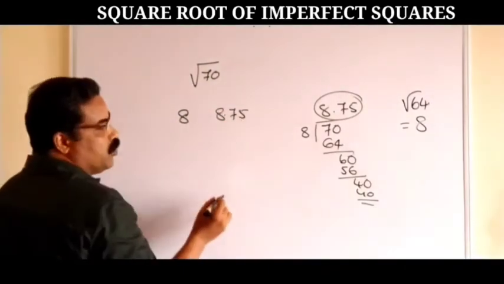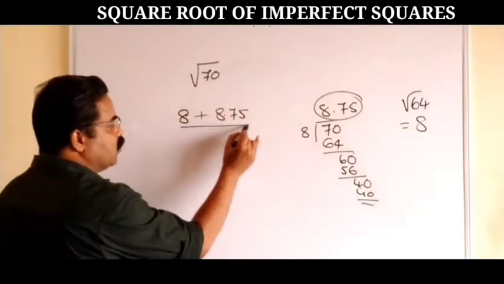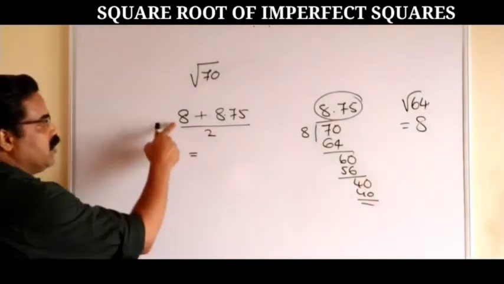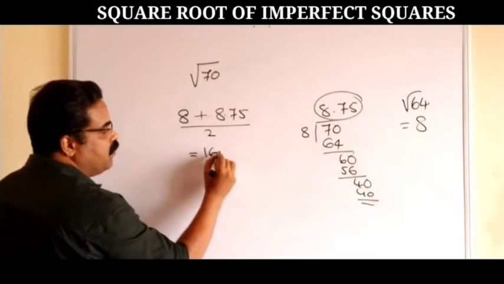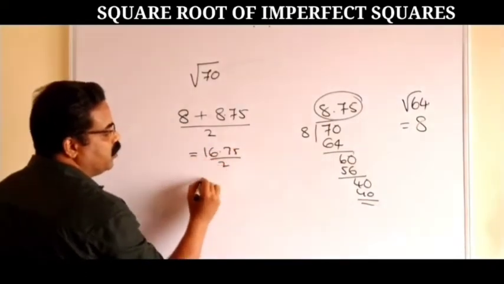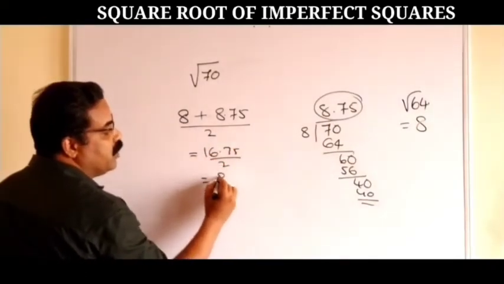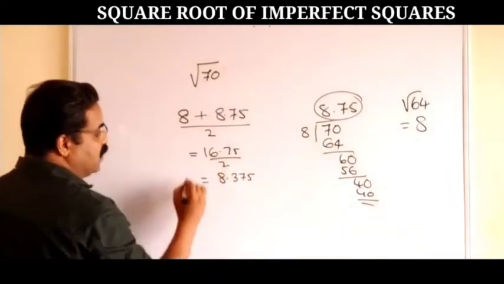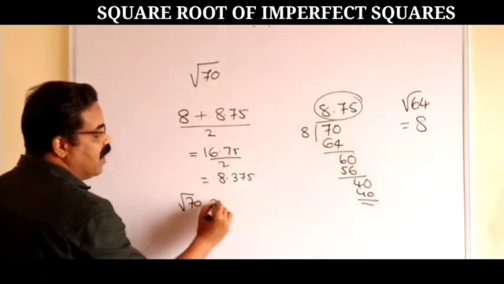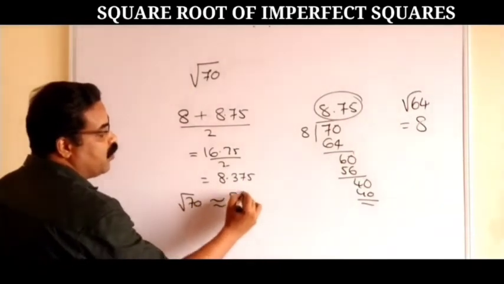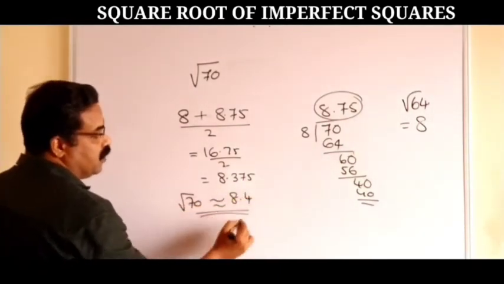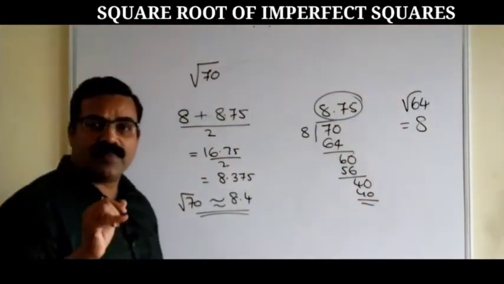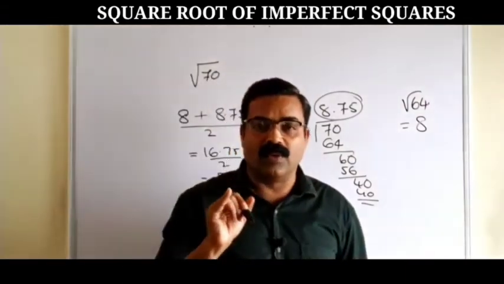8.75. So we will add these two and divide by 2. So I'll get 8 plus 8.75, that is 16.75, divided by 2. So it will be approximately equal to 8.375. So root 70 I can write approximately equal to 8.4, or you can say 8.37. Okay. So this is the approximate value of root 70.